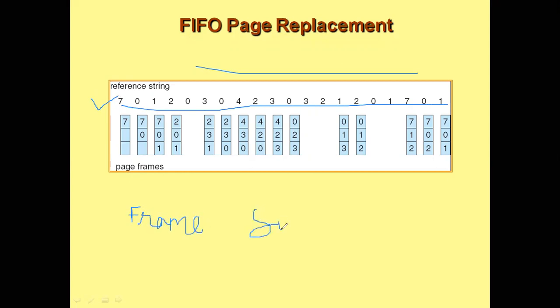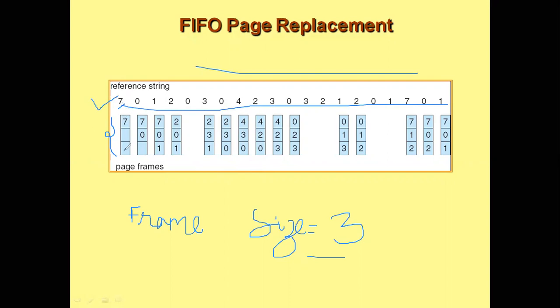Which means the main memory can accommodate only 3 pages at a time. As you can see here, this is 3. So you will be given the reference string and you will be given the frame size. You will have to do the one that is color coded in blue. Now the first page, 7.